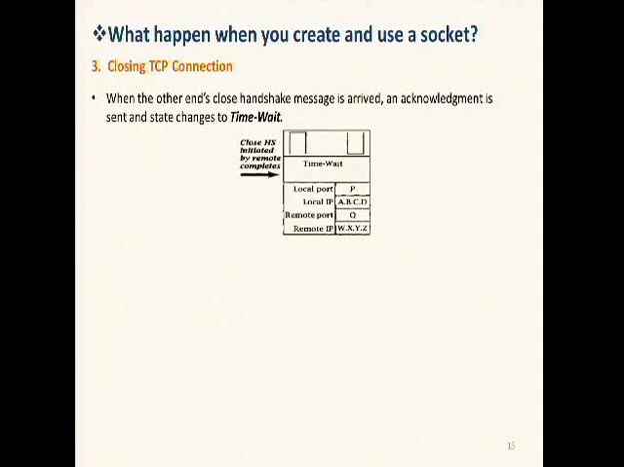So when the other end's closing handshake message arrives, I said I need to close the connection, and I receive the request. Now in the have closed state, when the other end's close handshake message arrives, the acknowledgement is sent, and the state changes to time wait. So it's closing, have closed, time wait.